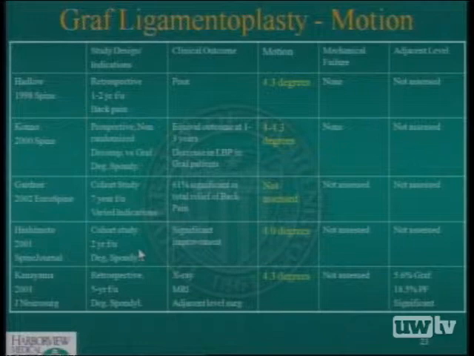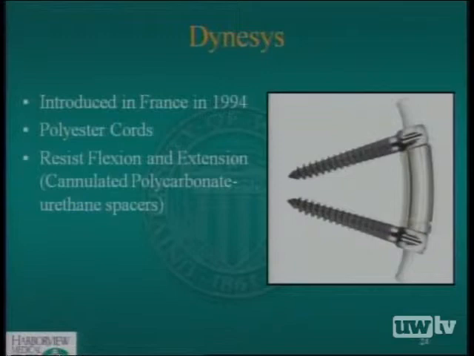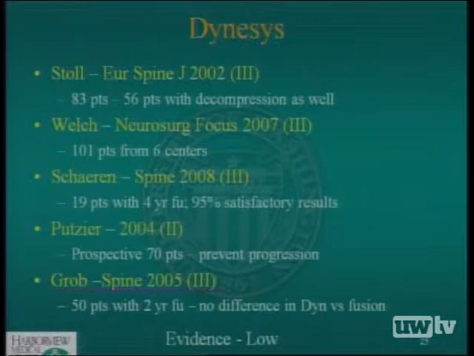Dynesis is probably the other major one that's out there. This was introduced in France in 1994. This uses polyester cords, and the idea is not only to resist flexion, but also to maintain some stability in extension using these cannulated polycarbonate urethane spacers. Of the number of studies, again, at best we have grade 3. You can maybe argue that this prospective study is a grade 2 study that, again, all suggests satisfactory results with a minimal number of patients.